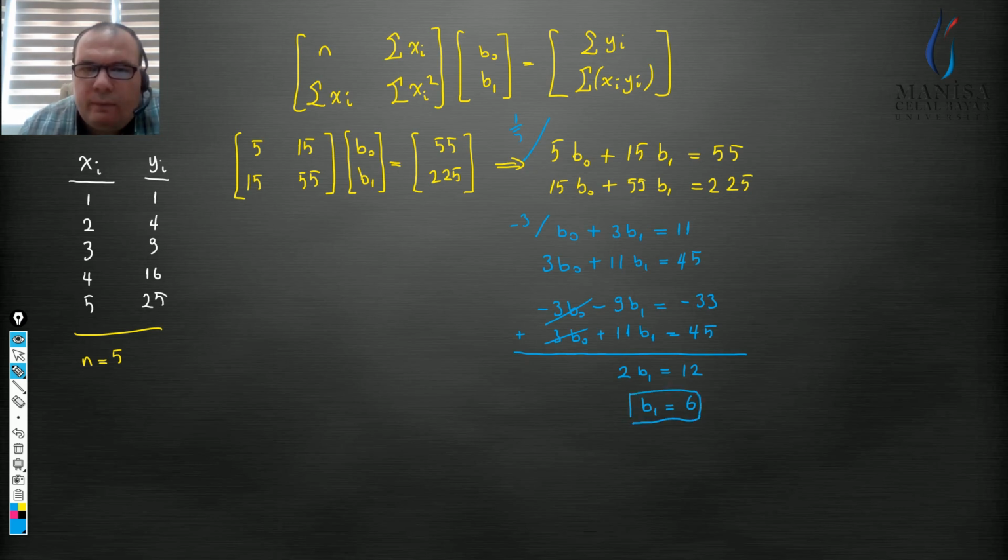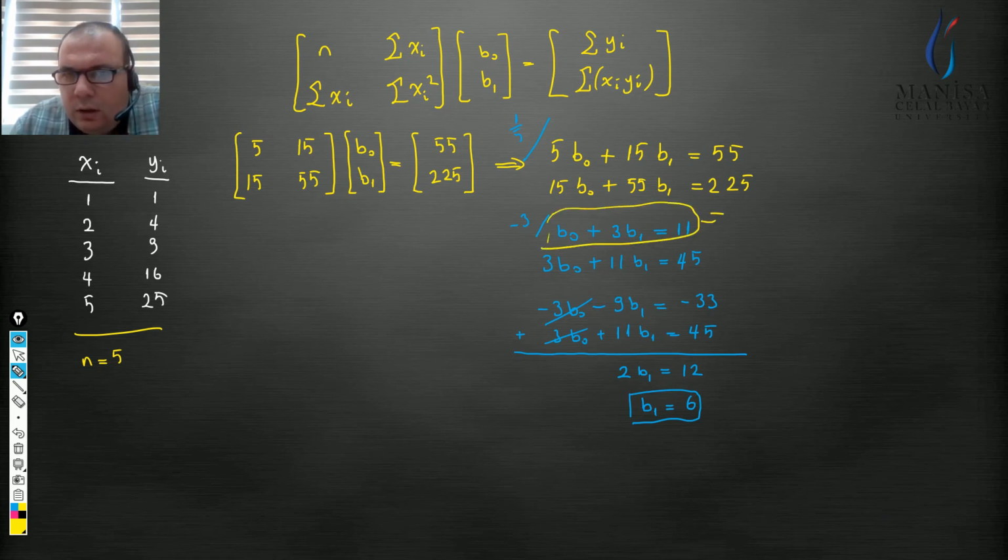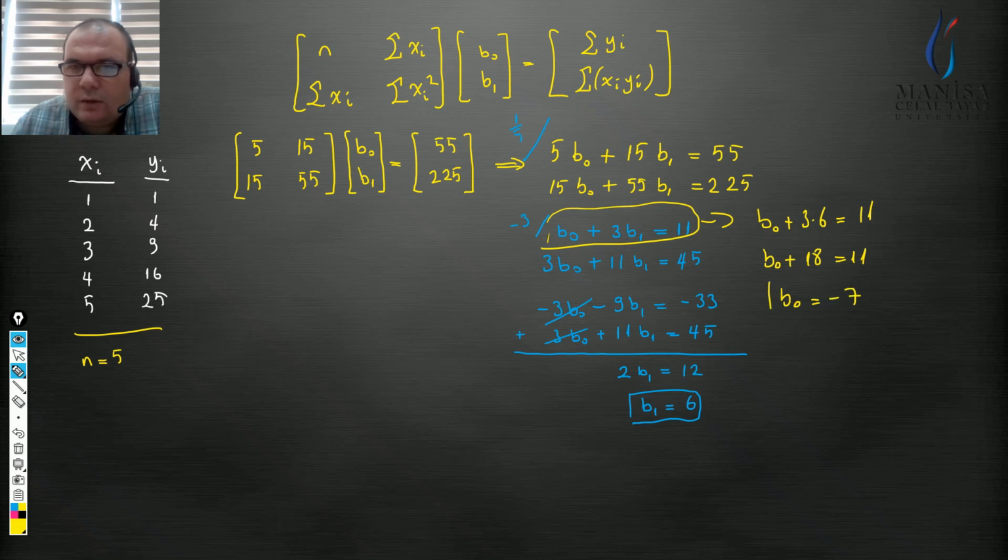Okay, sorry for the interruption. Now we have the correct value of b1, and we can use it, for example, in this equation to find the value of b0. I'm going to use this one: b0 plus 3 times 6 equals 11. So b0 plus 18 equals 11, and b0 equals minus 7, sorry, minus 7. And we have the equation now.